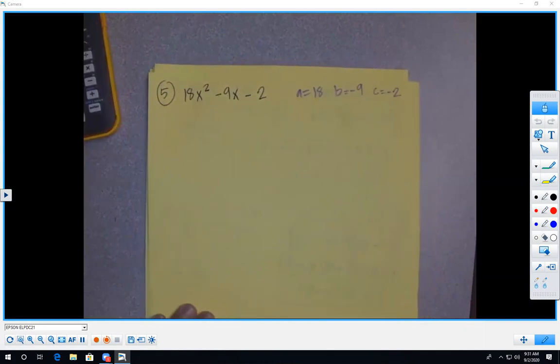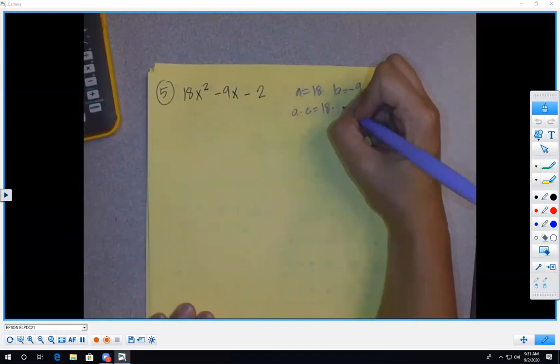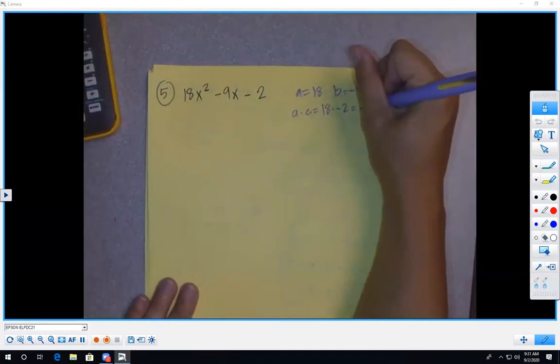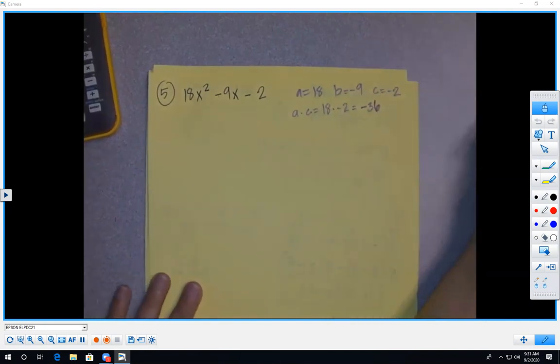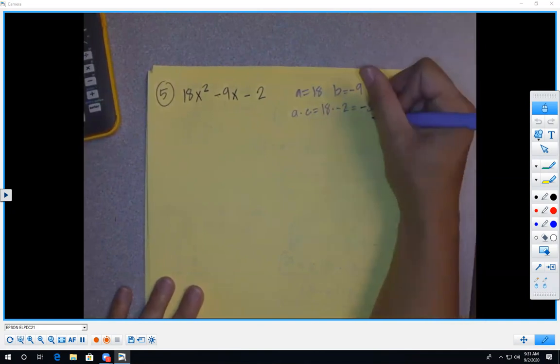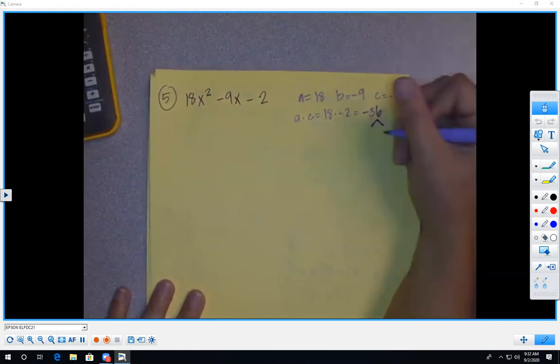I want to do A times C. So 18 times negative 2. What's 18 times negative 2? Negative 36. Okay, I'm going to forget about the negative for a minute. I'm just going to focus on 36. Let's think of all the options that multiply to give me 36. This one has a good amount of them.